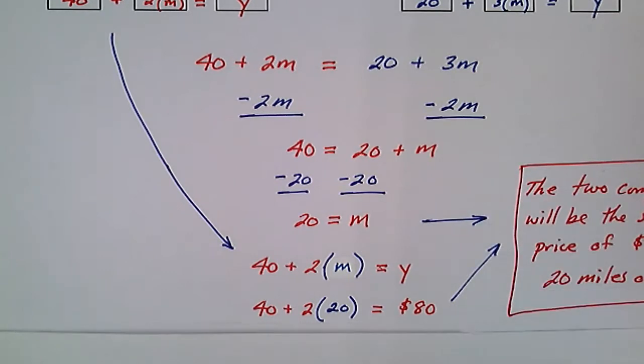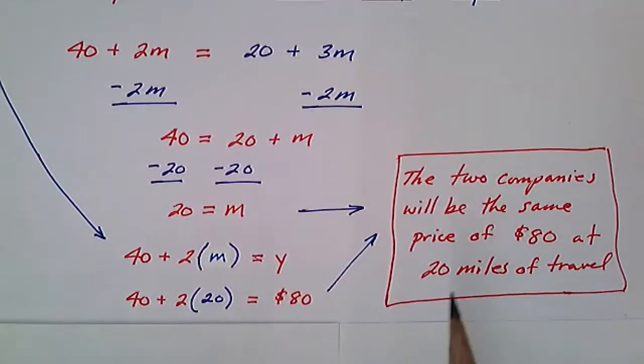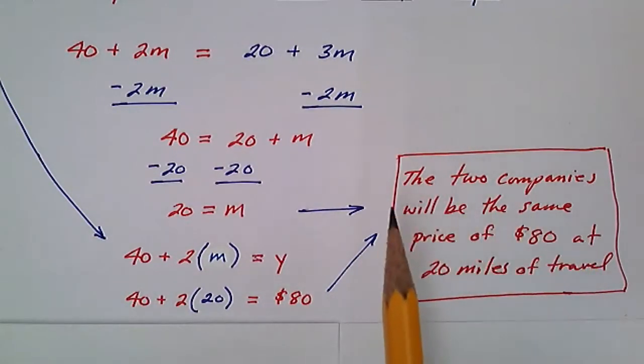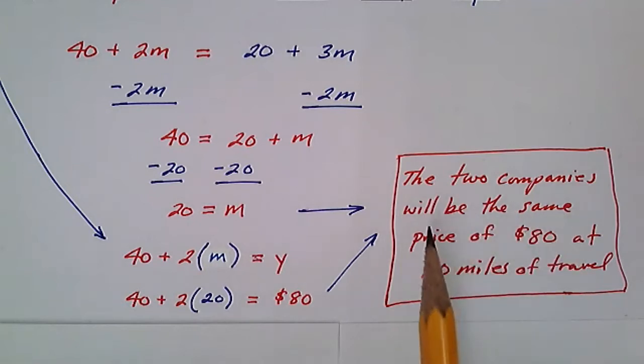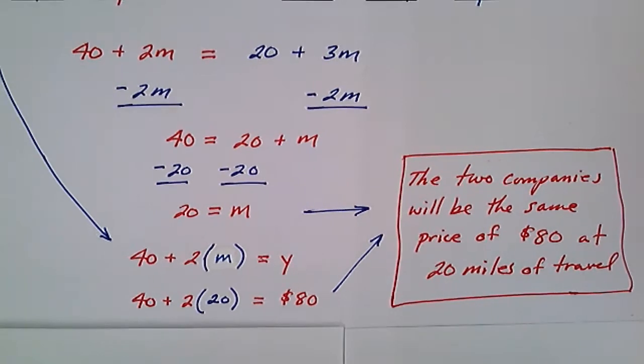Go ahead and copy your final answer and put it in a box. Your final answer is the two companies will be the same price of $80. They'll both be $80 at 20 miles of travel. Okay, so if you have to go 20 miles, then they're going to cost the same price. If you're going more than 20 miles or less than 20 miles, then they're not the same price.